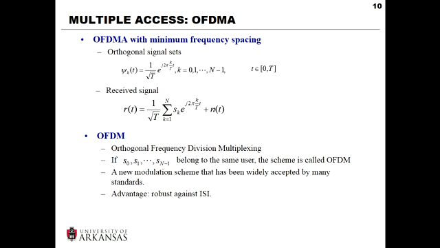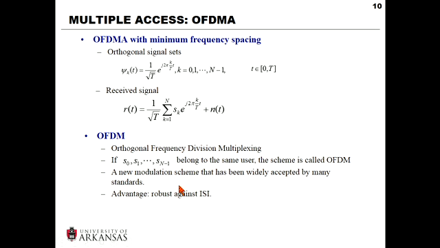OFDM-A, where the A means multiple access. So here this M is different from this M. This is orthogonal frequency division multiple access. Multiple access means from different users. And this is orthogonal frequency division multiplexing. Multiplexing means different information from the same user. So if all this information is from the same user, then the scheme is called OFDM.